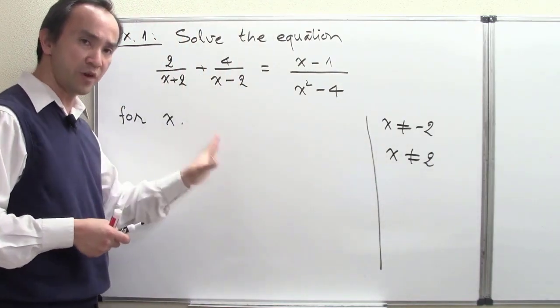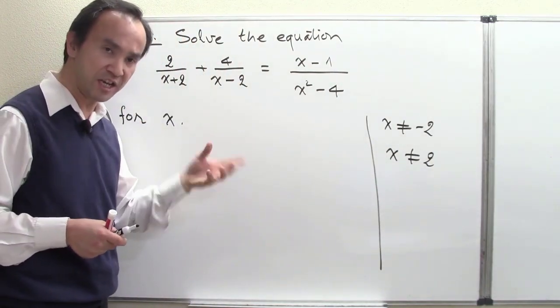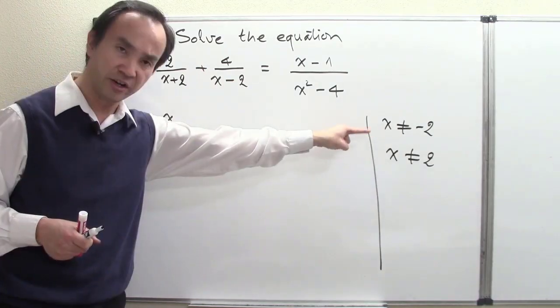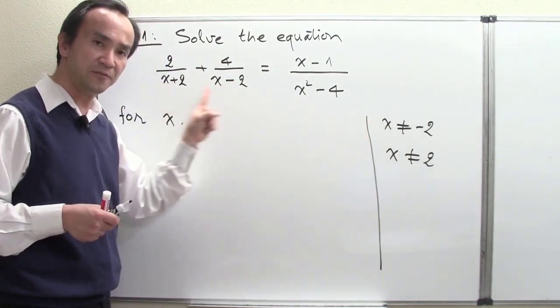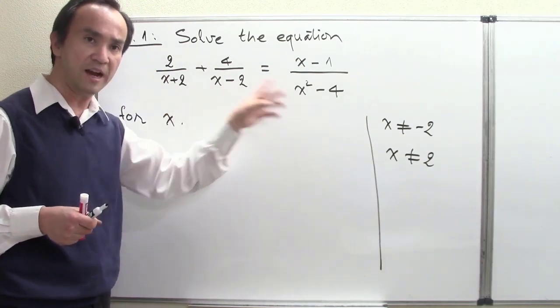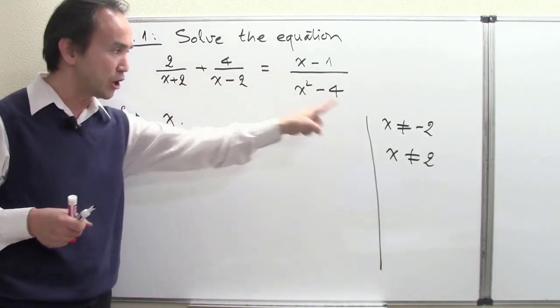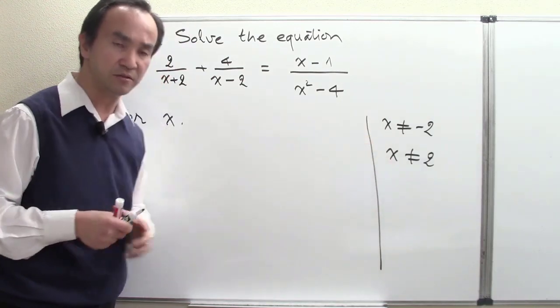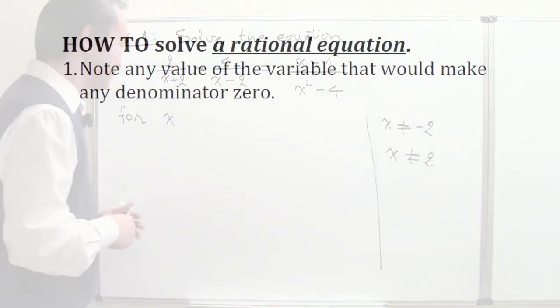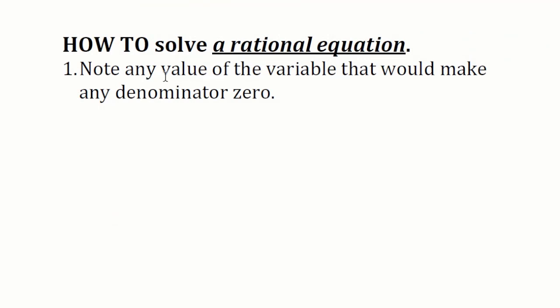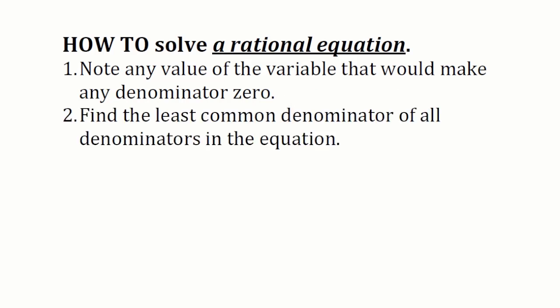Now we are ready to get into step 2, where we start proceeding into solving this rational equation, having already made note that the final values of the unknown must not equal negative 2, nor positive 2. After the first step, where we noted any value of the unknown that would make a denominator 0, we advance to step 2, where we need to find the least common denominator of all denominators in the equation.